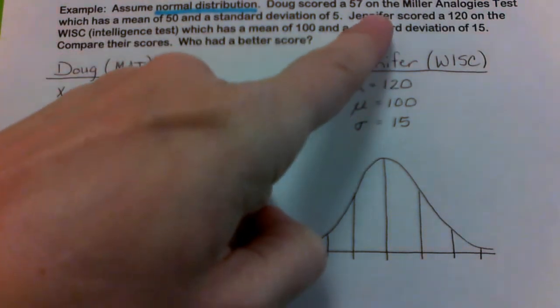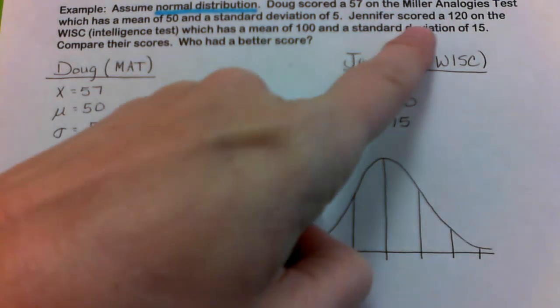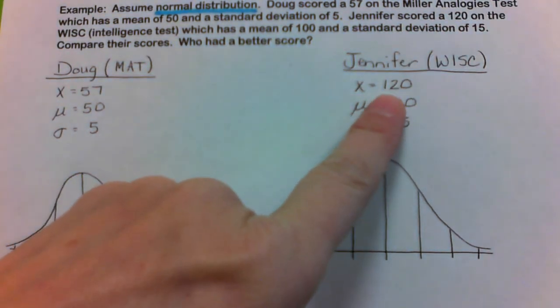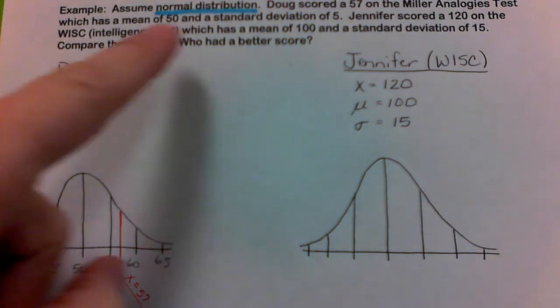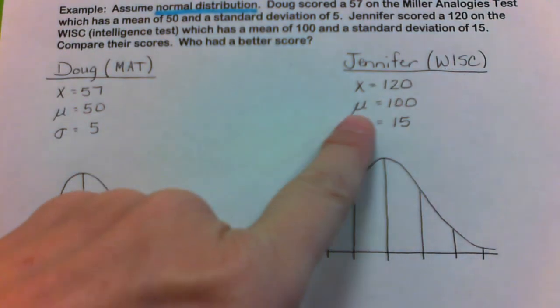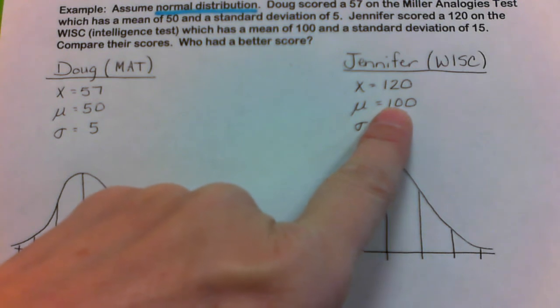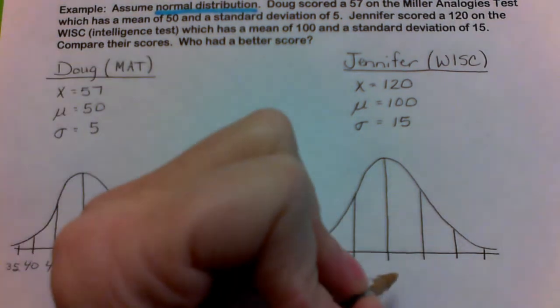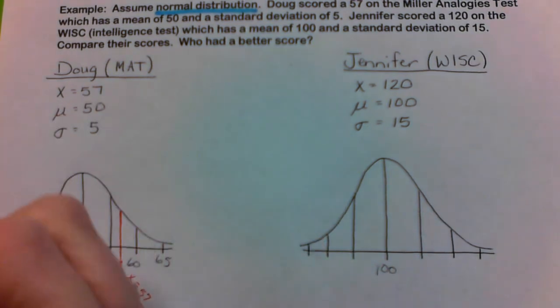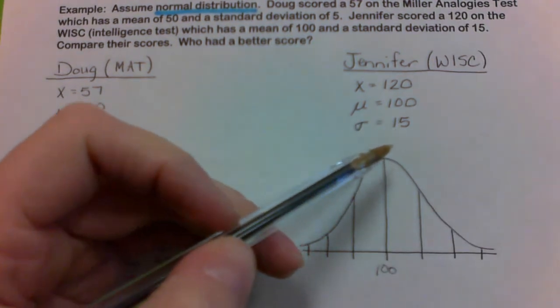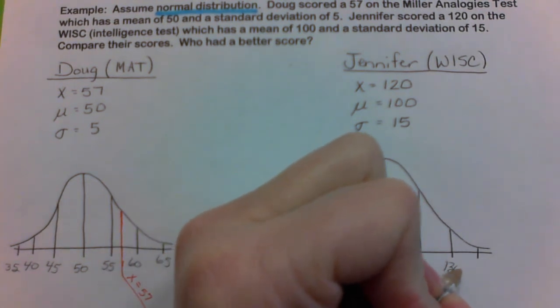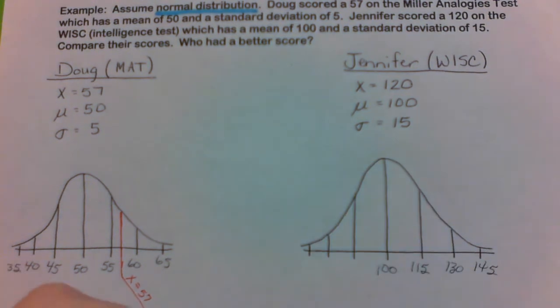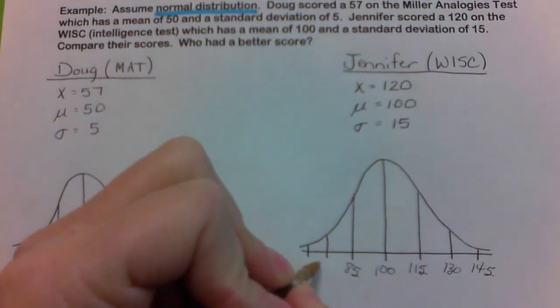All right, then it goes on to talk about Jennifer. Here's Jennifer. She scored a 120 on her particular test. So you go, wow, she blew Doug out of the water. Well, we can't say that because she took a different test. This different test has a different mean. It has a mu of 100, so on average, students scored 100, and it has a standard deviation of 15. As I go to the right, I would add 15, and as I go to the left, I would subtract 15.